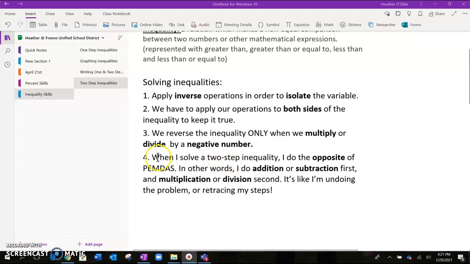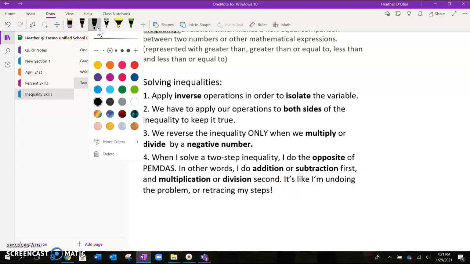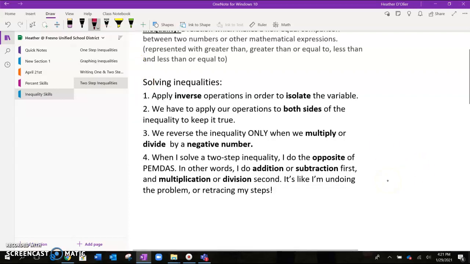All right? And the last part that's really important when we're solving a two-step inequality, sorry, I'm pulling up a pen. We're doing the opposite of PEMDAS, okay? And I'm going to even write that out to try to help with that.